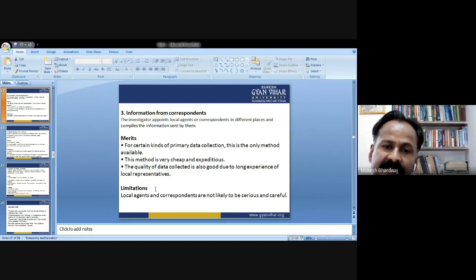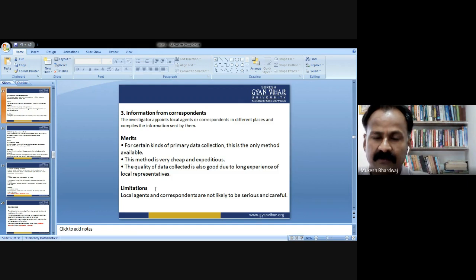Merits are for certain kinds of primary data collection, this is the only method available. This method is very cheap and expeditious. The quality of data collected is also good due to long experience of the local representatives. These are the merits. And the demerit is if someone is taking casual. So local agents whom I had appointed and the correspondents are not likely to be serious and careful some of the time. So this is the demerit for collecting the information from correspondent.